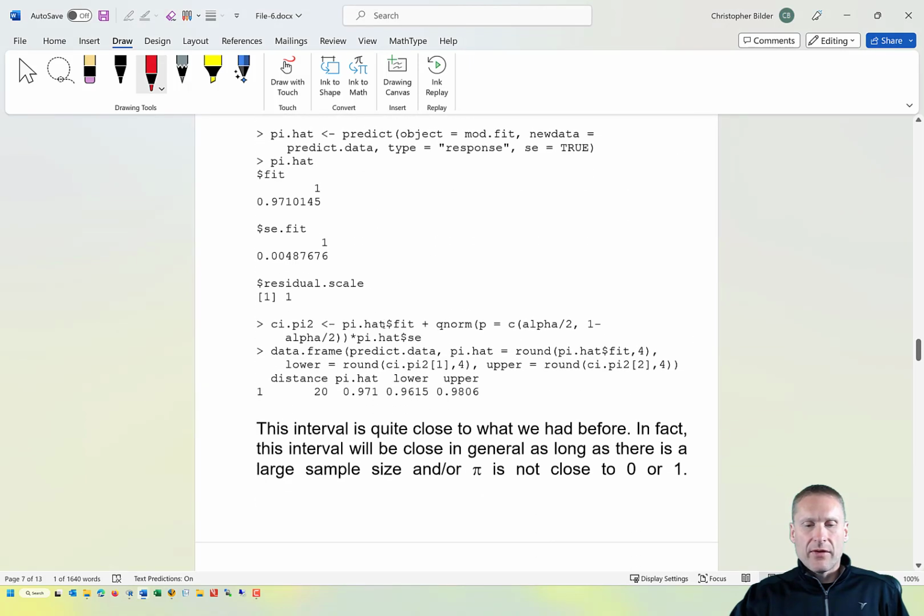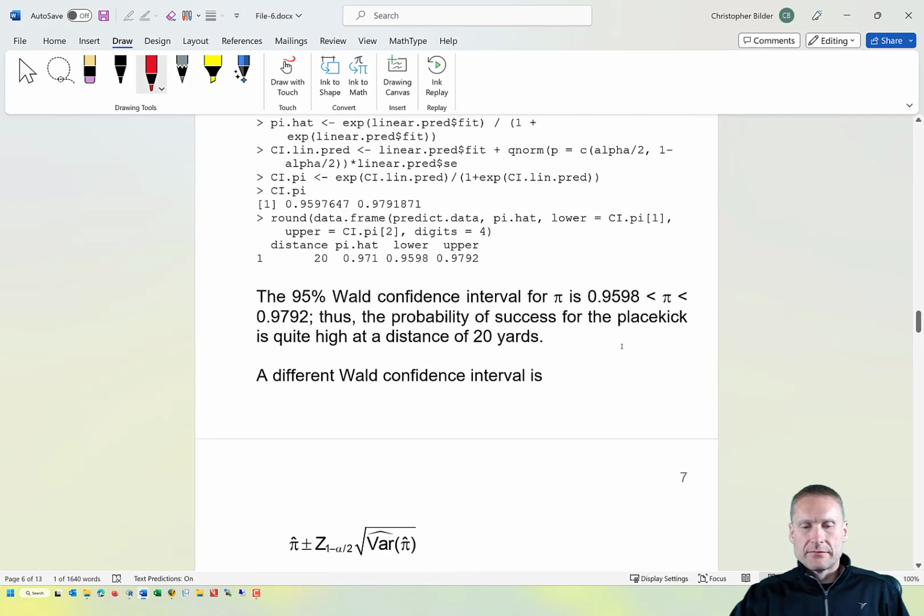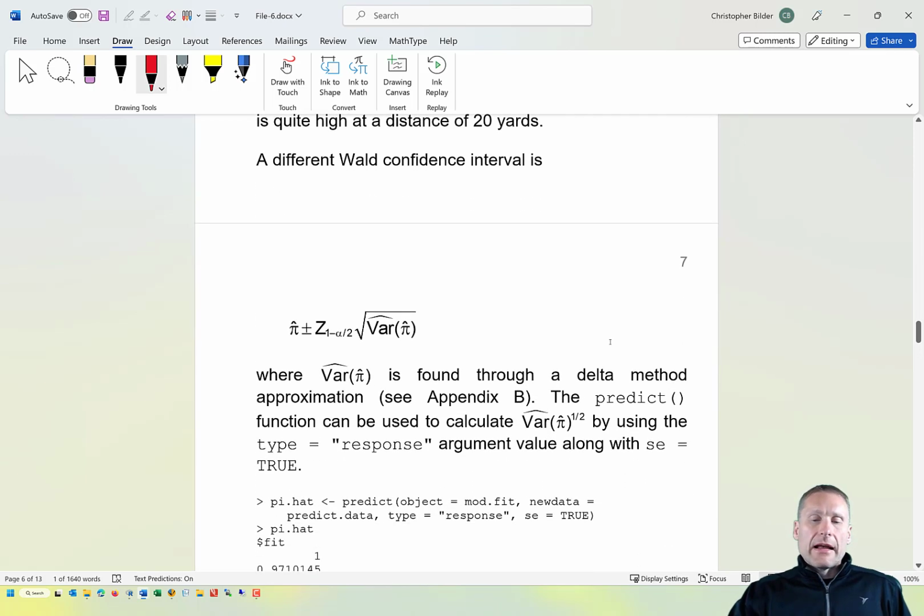So we go ahead and find where we are in the notes. Now you could actually find a different Wald confidence interval where you take the direct estimate for pi plus or minus a value from the standard normal distribution times the square root of the estimated variance of pi hat itself. I strongly recommend not using this form of a confidence interval for pi. The reason is that there are no restrictions on whether the lower limit could be less than 0 or the upper limit could be greater than 1.